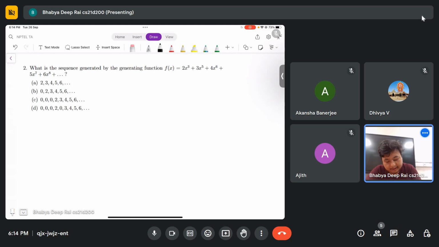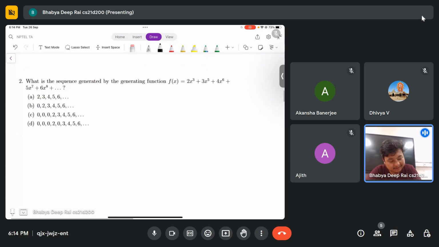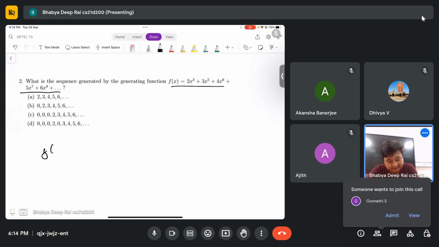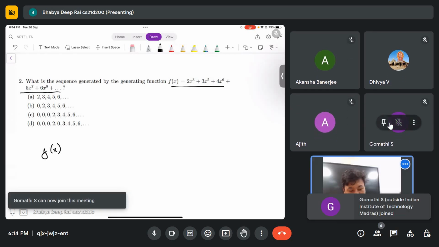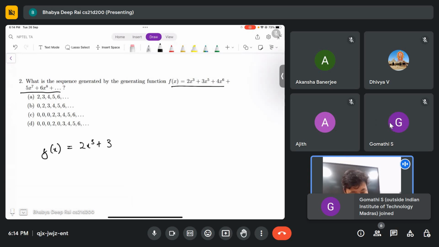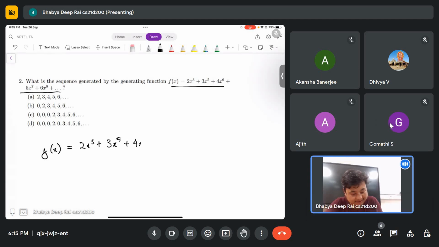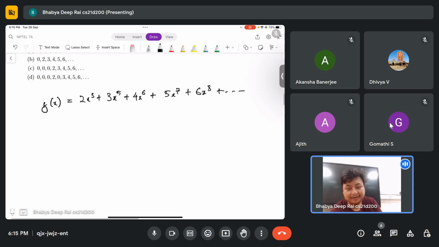Okay. So, the question says, what is the sequence generated by the function? So, the given function is f of x equals 2x cube plus 3x to the 5 plus 4x to the 6 plus 5x to the 7 plus 6x to the 8 and so on. Right. Now, let me write it in the standard form.